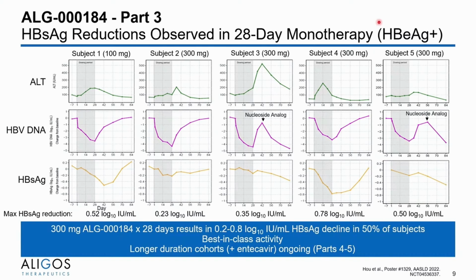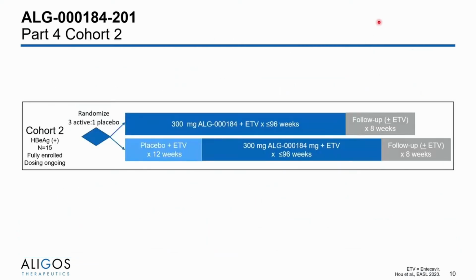And you see that some people had up to a 0.8 log reduction. And so we're seeing in 50% of patients that we're having surface antigen declines over a 28-day period. And this is tantalizing evidence that perhaps we're hitting the second mechanism of action. It's not definitive, however, and we felt that we needed to do longer term studies in more patients to look for evidence of that. So what we've been doing now, we have many cohorts that are ongoing right now.